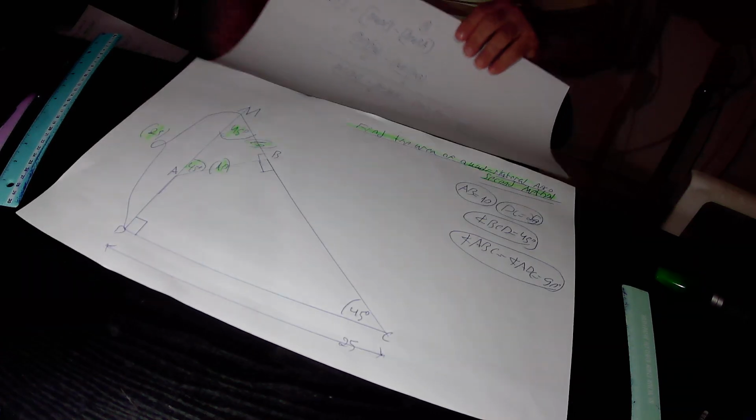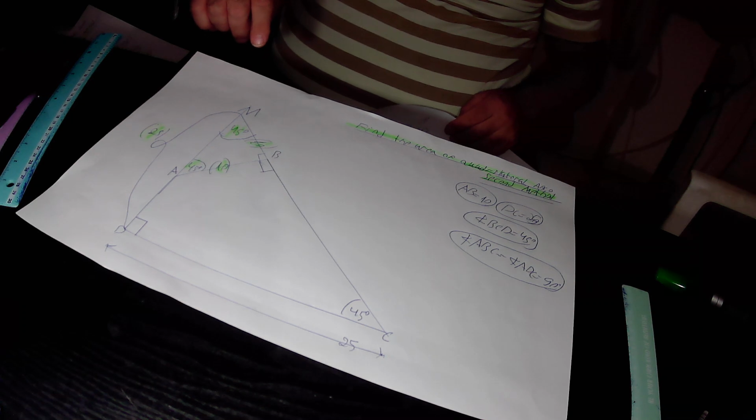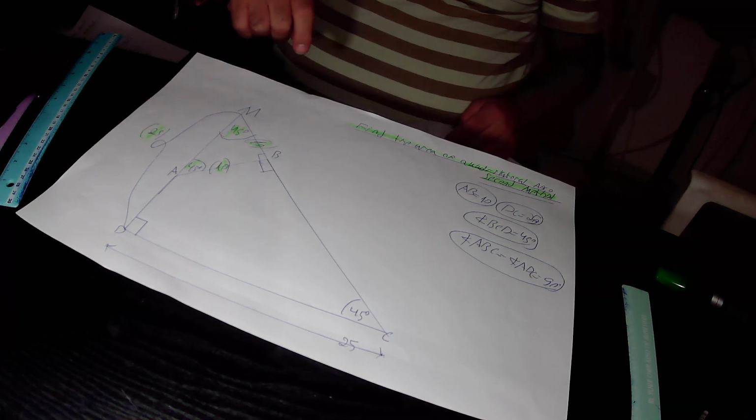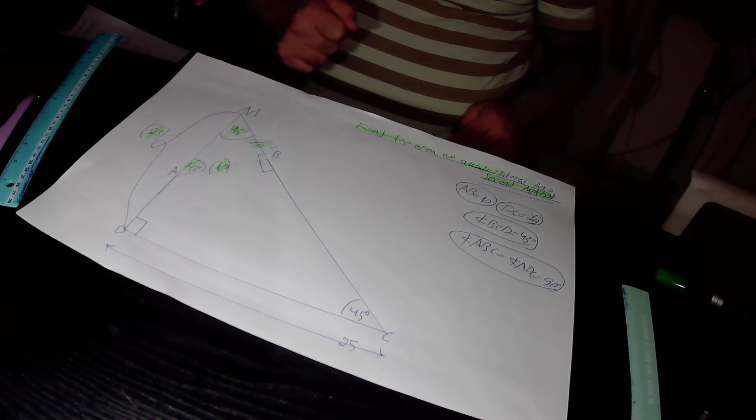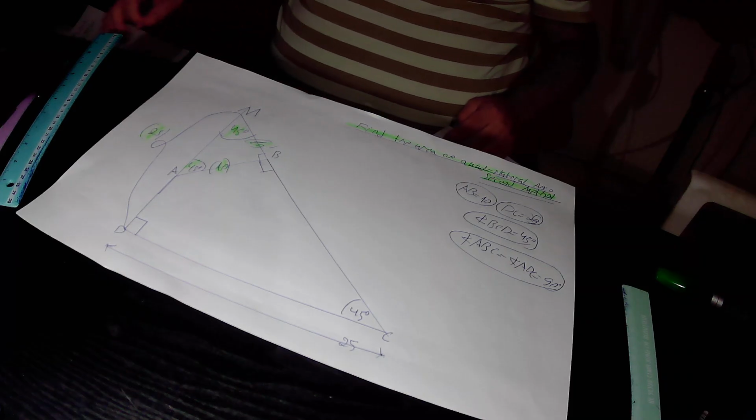So in both methods, we have found out that the area of this quadrangle ABCD is equal to 262.5 square units in size. Okay, thank you very much.